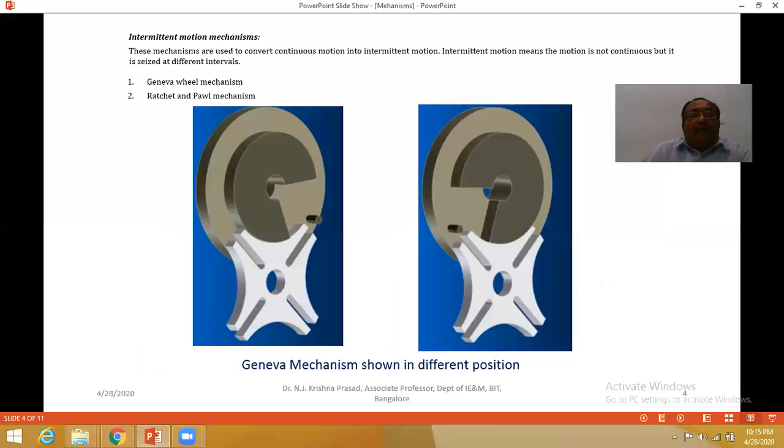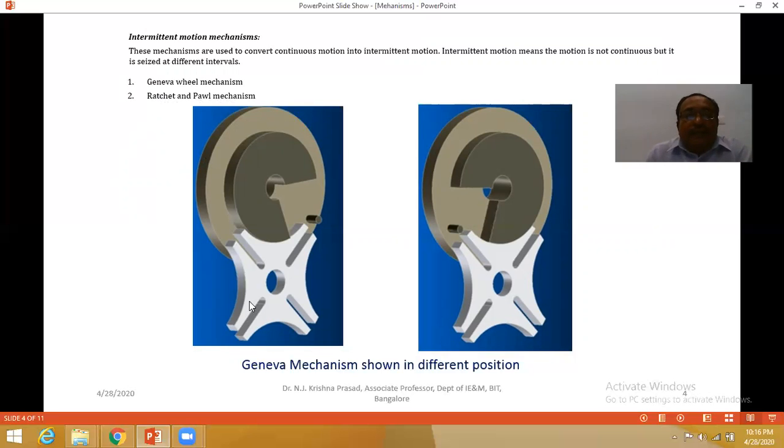Next, we'll move on to the intermittent motion mechanism. The intermittent motion mechanism is used to convert a continuous motion into a pre-required motion. If you take the Geneva wheel mechanism as an example of intermittent motion mechanisms, or the ratchet and pawl mechanism.